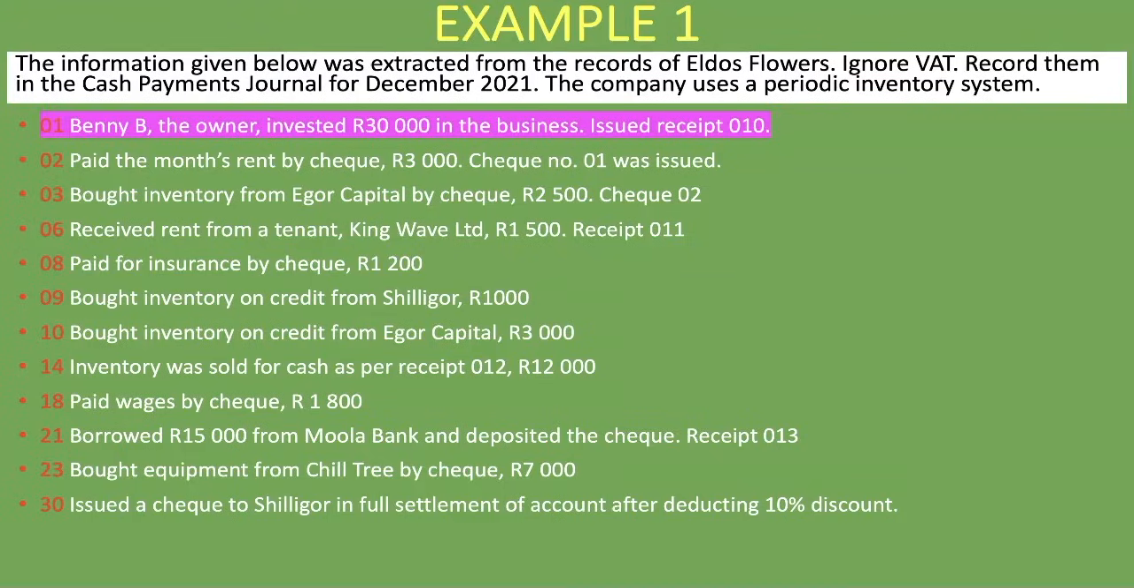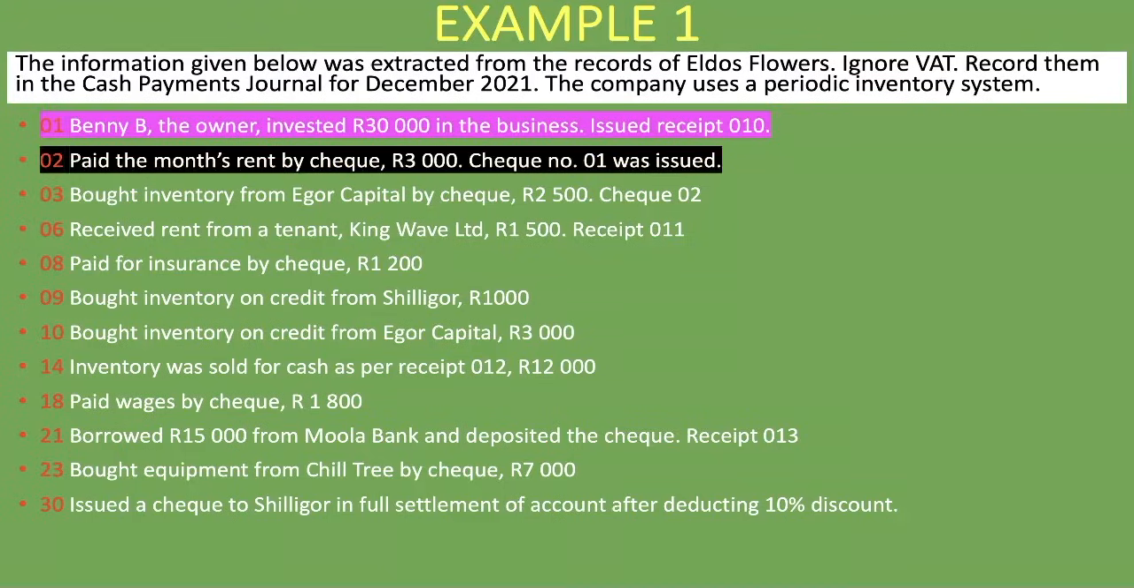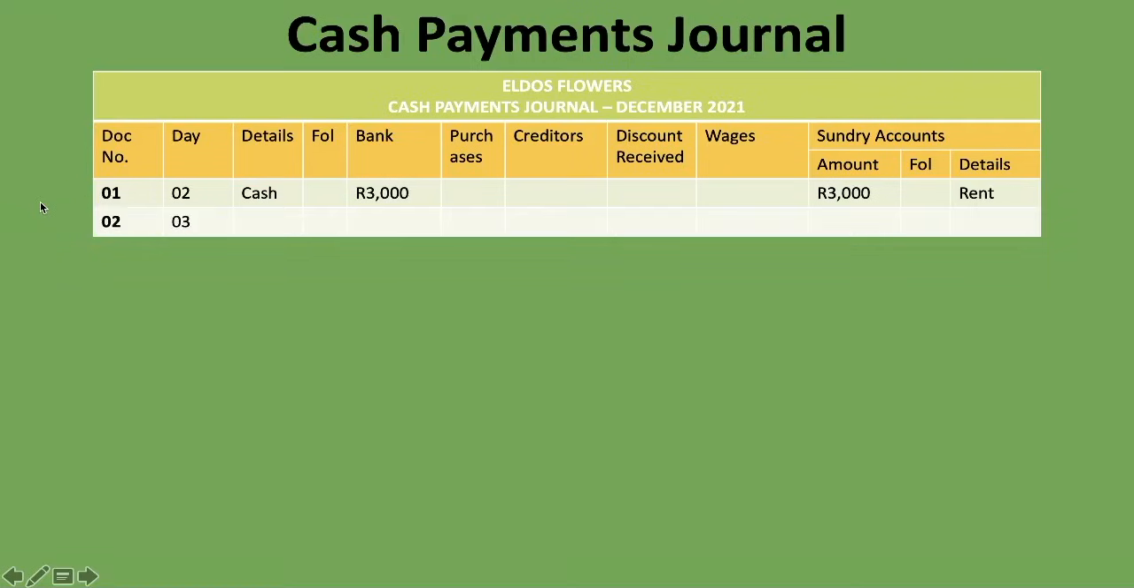So let's go back and highlight it in black because we've just completed that one and it went into the cash payments journal. Now, on the 3rd of the month, we bought inventory from Ego Capital by check, 2,500. Check 02. So here we bought inventory from Ego Capital. So you always ask yourself in every transaction, did we pay money out or did we receive money? Well, in this case, we paid money out. It goes into the cash payments journal. So we put the document number here as 02 and then the day is 03. So let's go ahead and do that one. Document number 02, day 03.